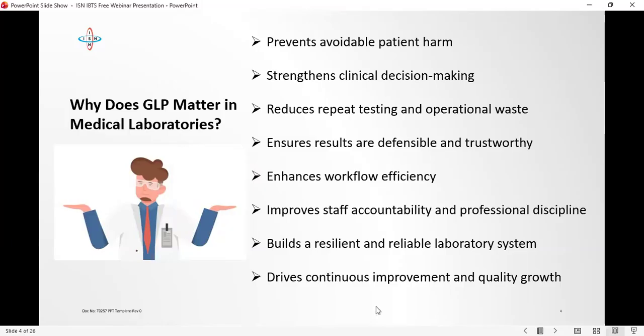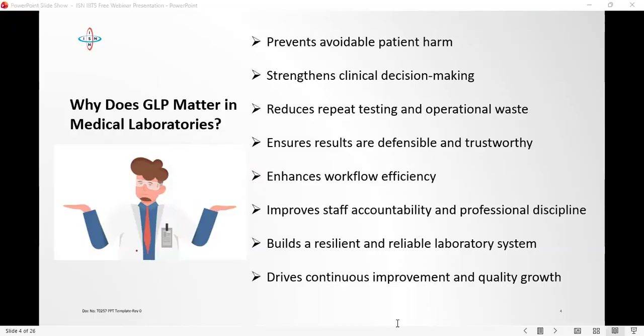Another reason why this matters is that it reduces repeat testing and operational waste. When good laboratory practice is not in place, you have to repeat some of the analyses you carry out. When it is put in place, it will reduce reruns for most of these tests, and at the end of the day, reduce operational waste and the cost of operations for your facility. So good laboratory practice is quite important.